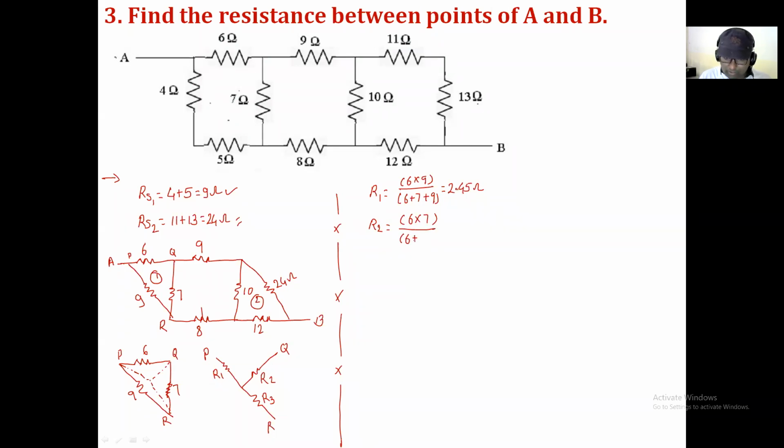Base is always remain same, 6 plus 7 plus 9, which is equal to 1.90.